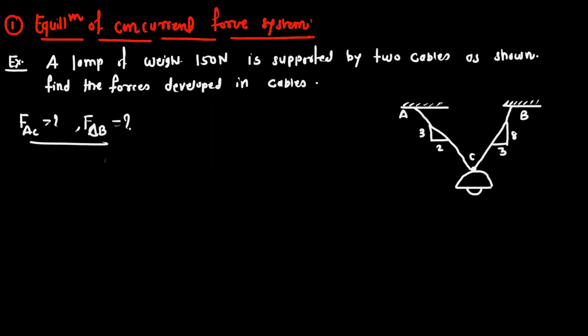Okay, so to find out the force AC and the force CB, your first step is we should draw the free body diagram for the given system. This is the physical system given where this lamp is hanging with the help of these two cables. Here you can isolate this lamp or you can isolate the point C. Suppose you isolate this lamp.